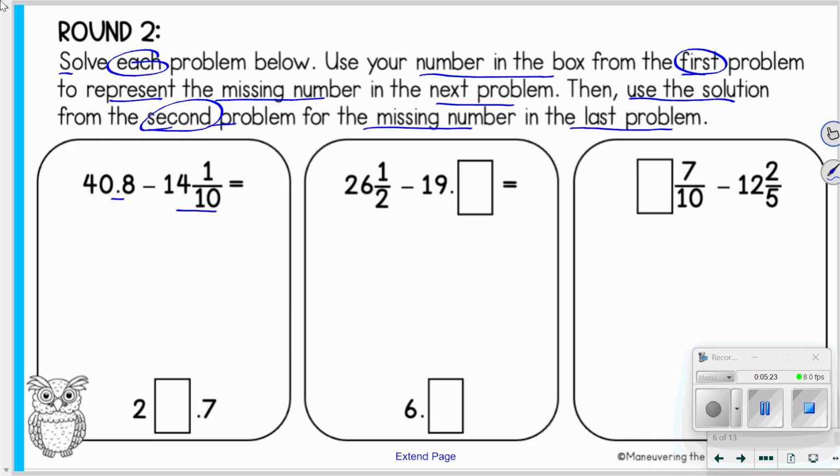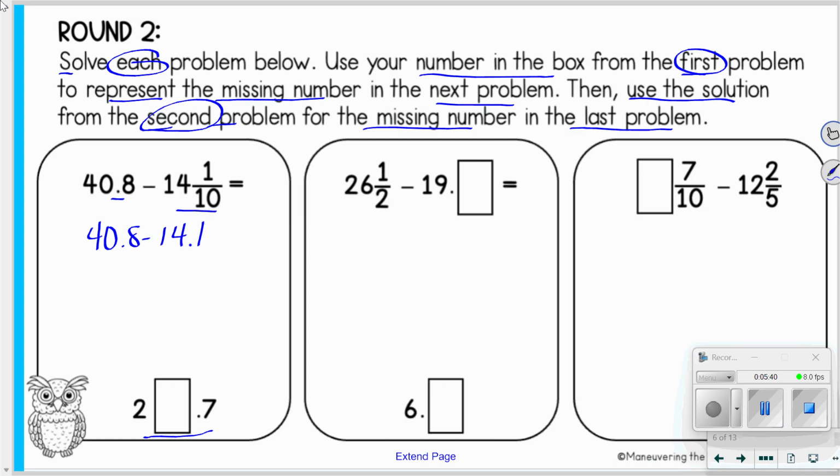In this case, Mr. Moore personally would say, oh, they gave me my answer in a decimal format. So which one do you think is probably better? Decimal. Which is not hard because they gave me 1/10. So I can rewrite this as 40 8/10 minus 14 1/10.